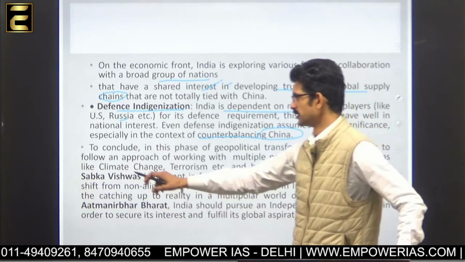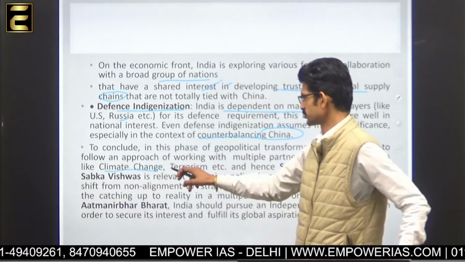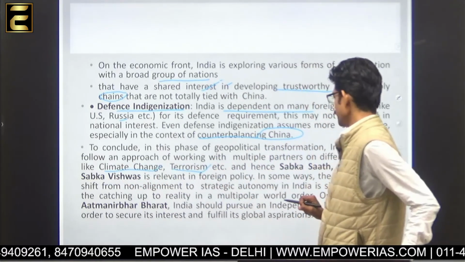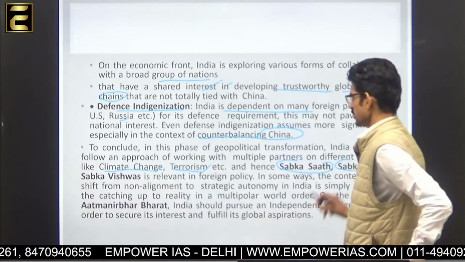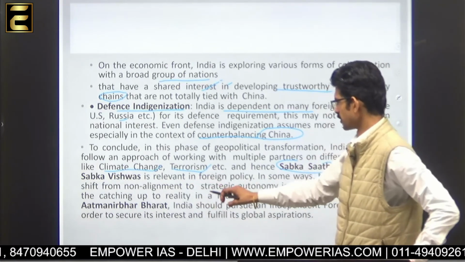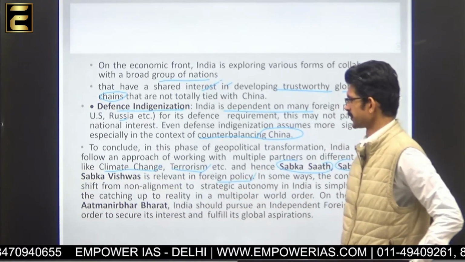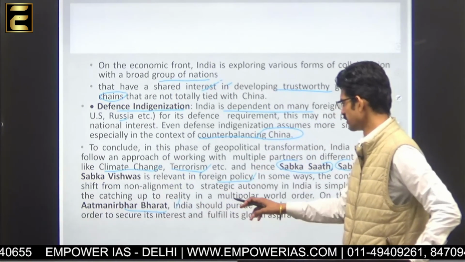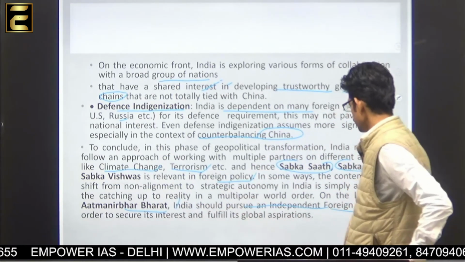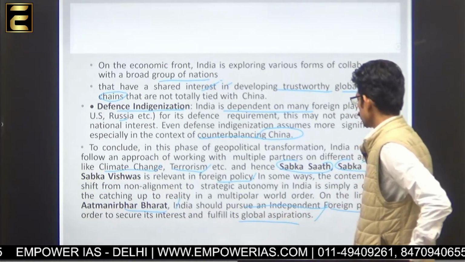Further, India needs to mitigate climate change issues and terrorism, and partnerships such as Sabka Saath, Sabka Vishwas also became relevant for policies. Then the policy of Atmanirbhar Bharat again remains relevant for the pursuit of an independent foreign policy as a global aspirant.